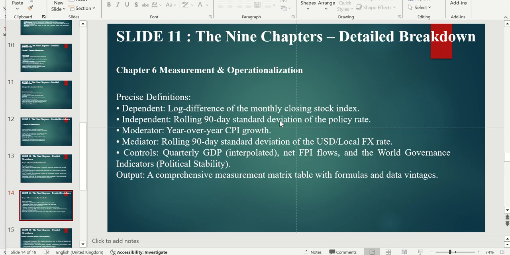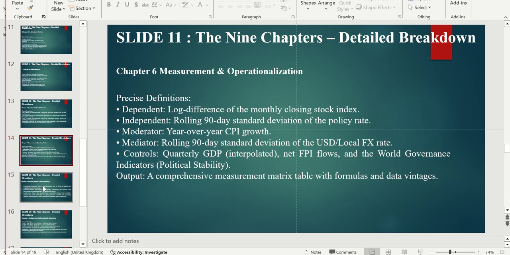The measurement chapter explains how exactly each variable is calculated. Dependent: log difference of the monthly closing stock index. Independent: rolling 90-day standard deviation. This is the data we collected from different websites.